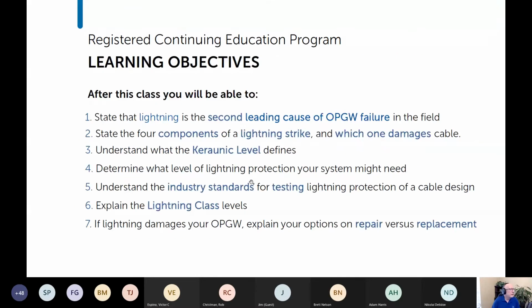Here are some specific learning objectives, and I'm not going to read them to you. I'm just going to pause for a couple of minutes and let you look at them, so you'll see more details about what I'm expecting you'll learn from this class. Okay, hopefully you got all of that.